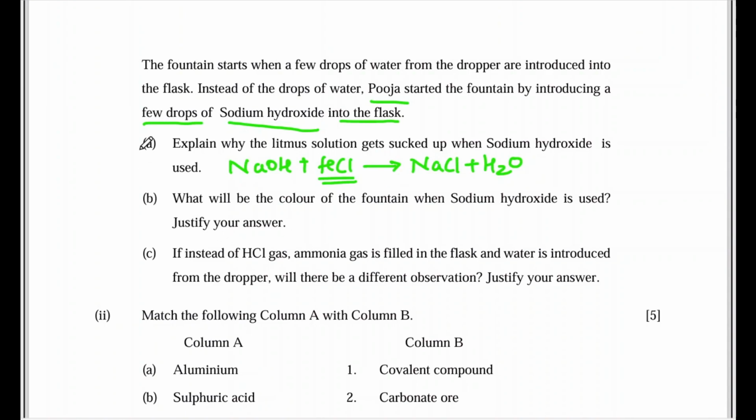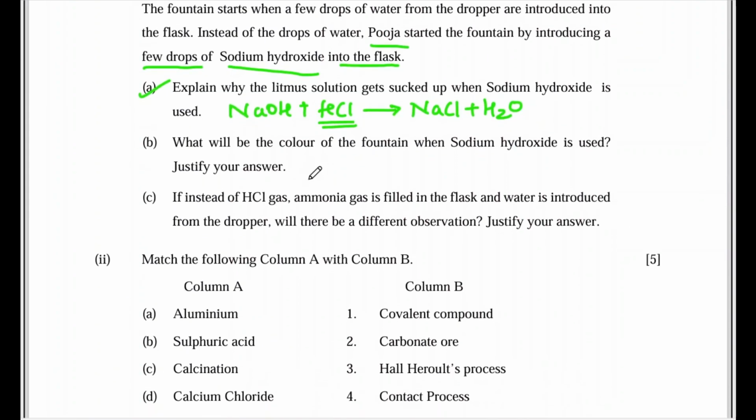Okay, chalo. B. What will be the color of the fountain when sodium hydroxide is used? Justify your answer. So it depends upon your justification. First one, say the sodium hydroxide solution, they have used only a few drops, right? Say it is not sufficient enough to neutralize all the HCl. So assume that there is excess HCl present in the RB flask. Then you will observe the red fountain. The purple will change to red fountain. This should be your justification.